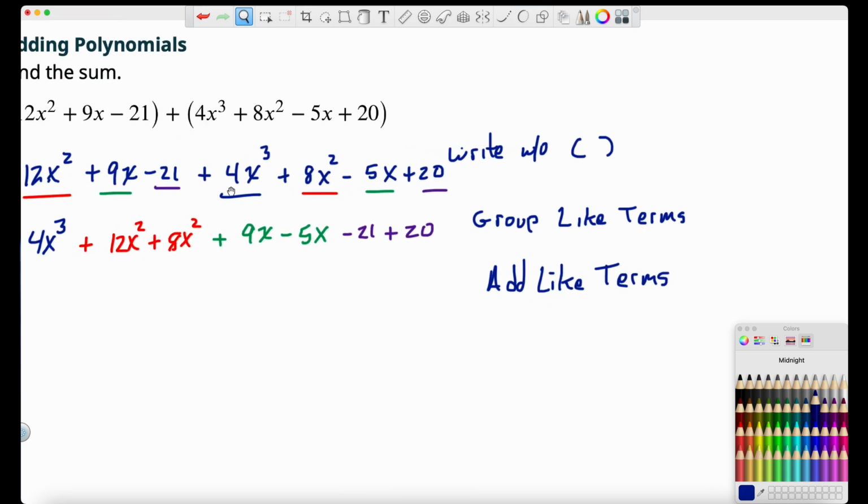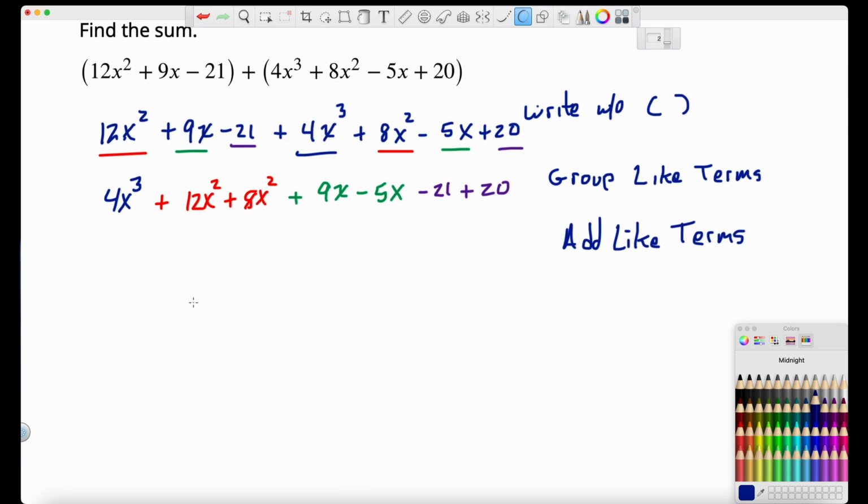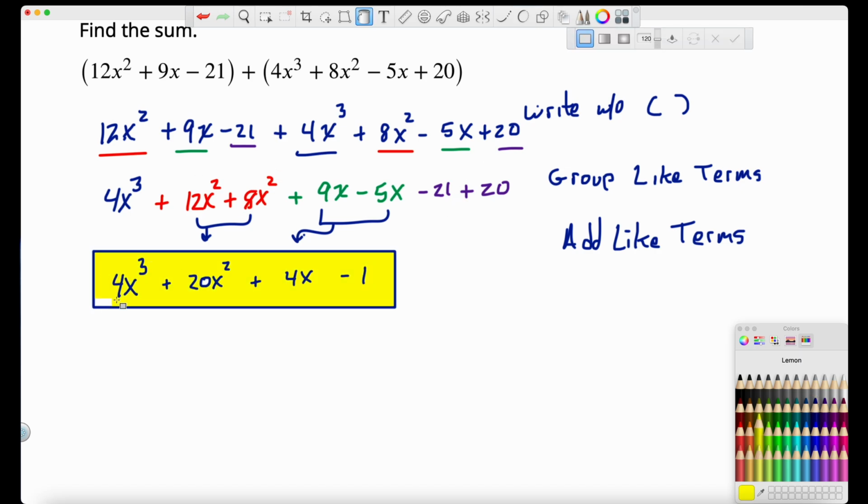And now we can add the like terms together. Some people can do these 2 steps together. I'm going to separate them so I'm absolutely explicit on how we simplify when we're finding the sum of these 2 polynomials. 12x squared plus 8x squared is 20x squared. 9x minus 5x is 4x, and then we have minus 1, negative 21 plus 20. Box that in. That one's done.